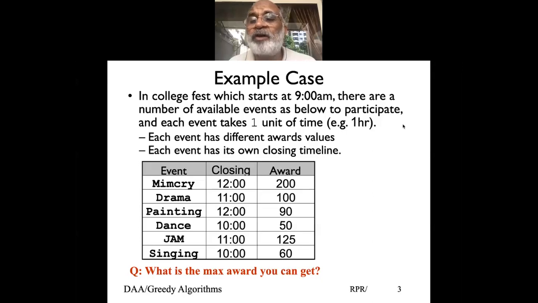Okay, that is the crux of solving the problem. Six events you can manually work out, but assuming there are 100 such events, you can't work out everything manually. One answer is closing time. That could be one approach, but that will not give you more optimal answers. So look, our objective is to find the maximum profit or maximum points.